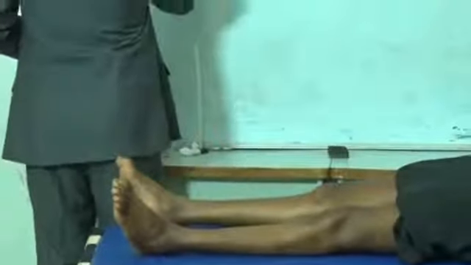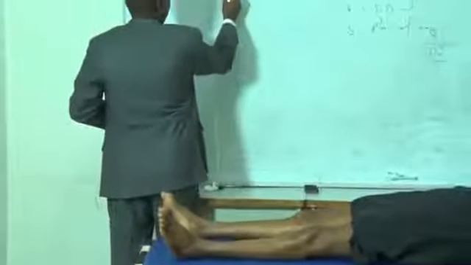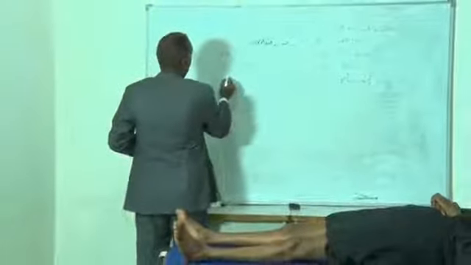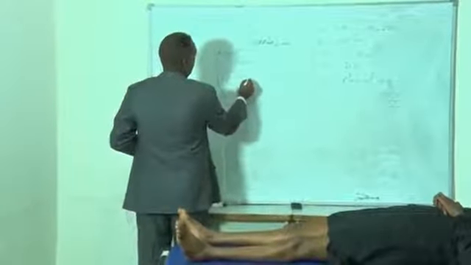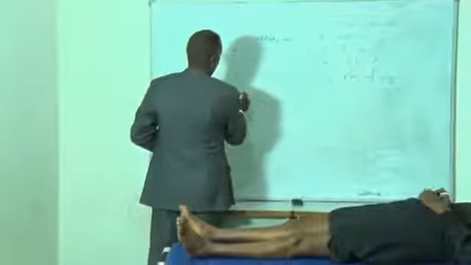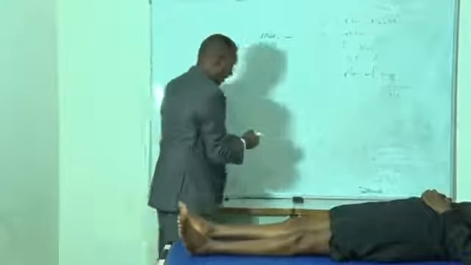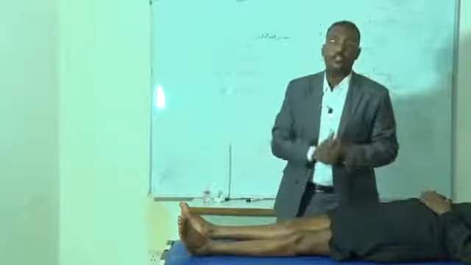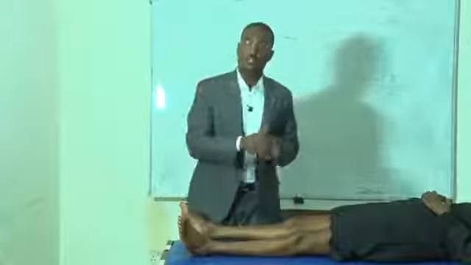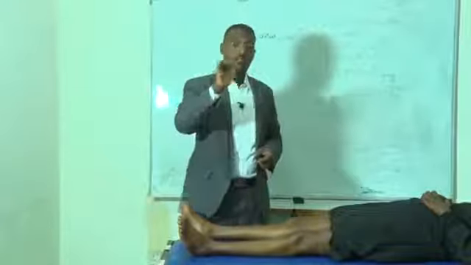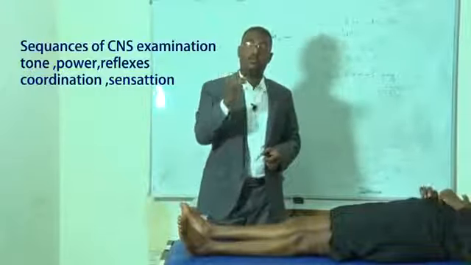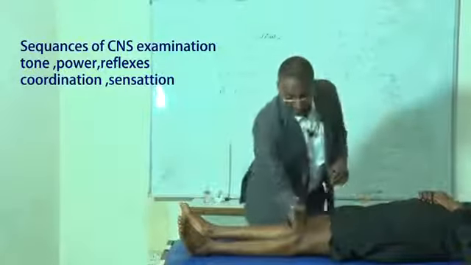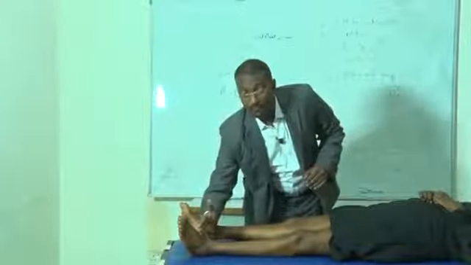Wasting, scar, fasciculations, and any abnormal shape. Then I will come to the tone, power, reflexes, coordination, sensation. The sequence of examination technique in lower limbs and upper limbs is tone, power, reflexes, coordination, sensation. Tone around the hip, tone around the knee, tone around the ankle.